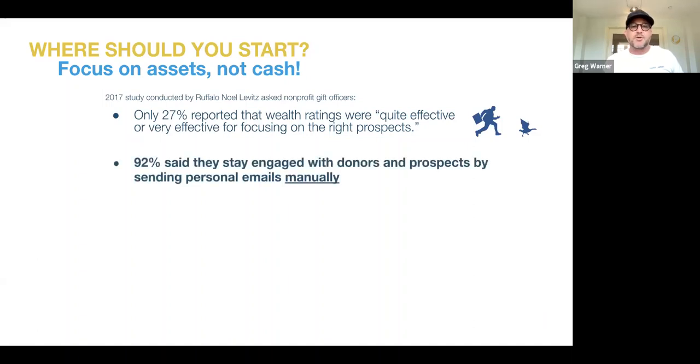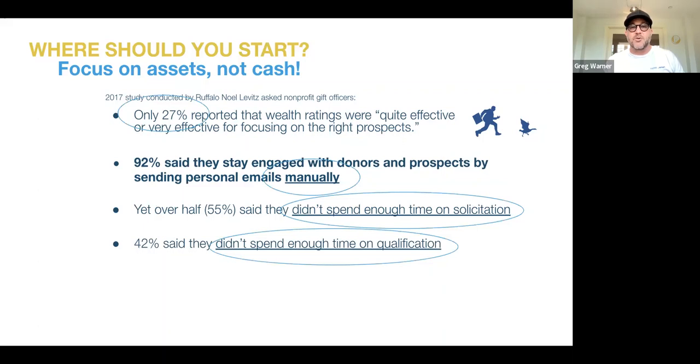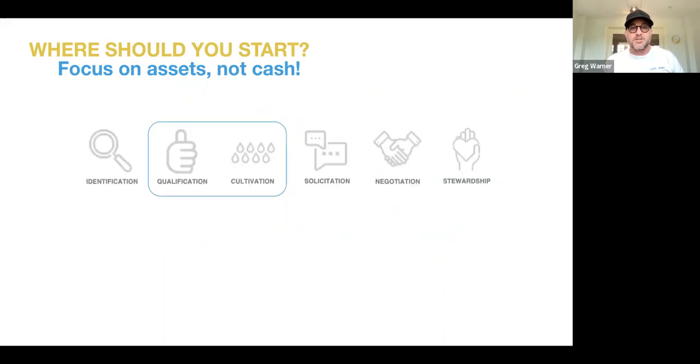So 92% said that the way they stayed engaged with their donors and prospects was by sending personal emails manually, not automated. Yet over half said that they didn't spend enough time on solicitation. So clearly they're spending a lot of time on things that automation these days can take care of so that they can focus more on meeting with donors and solicitation. 42% said that they didn't spend enough time on qualification. So these are the areas, frankly, where automation can really help you.